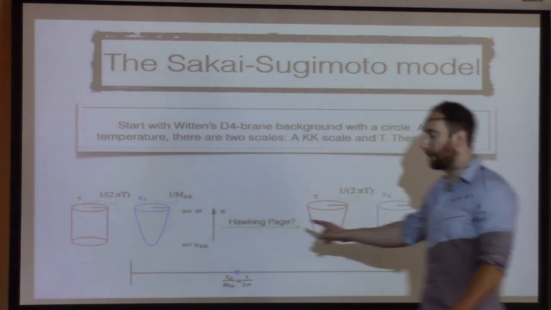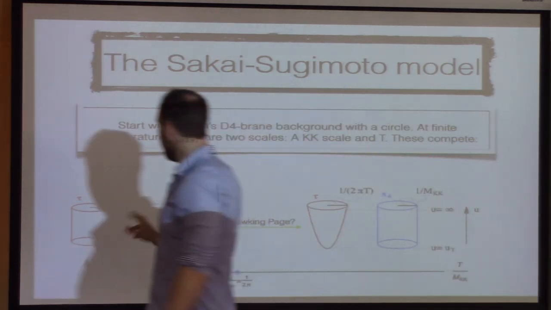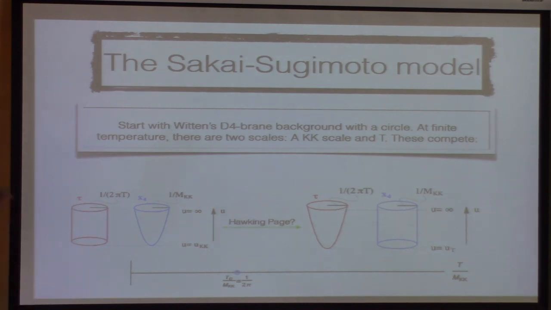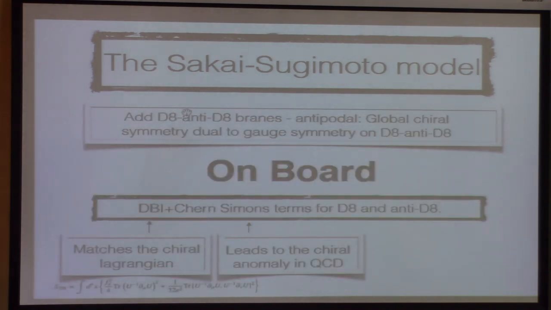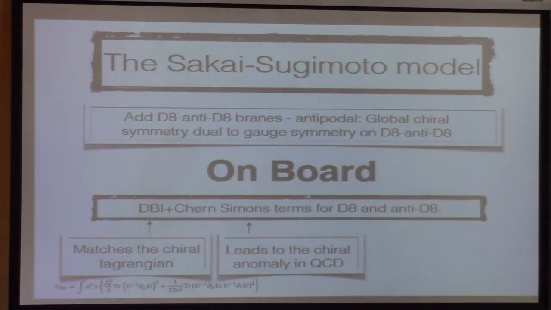In fact, there's a question about whether this is really the Hawking-Page phase transition. There's an idea that, in fact, there might be a phase transition to a type 2b geometry coming from a different instability, which I'm not going to go into. So the pictures in this case are slightly more complicated, but not enormously more complicated.